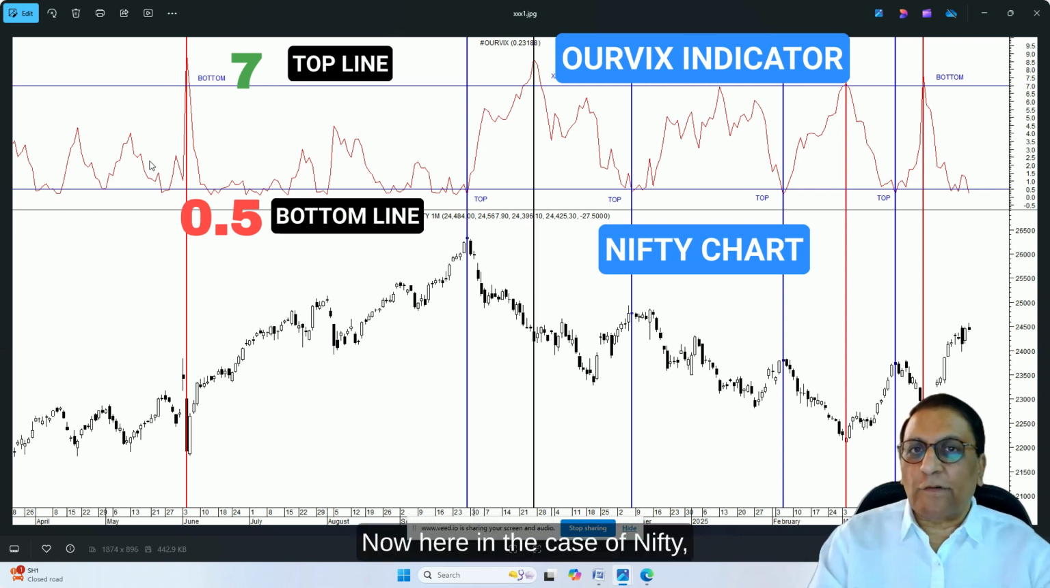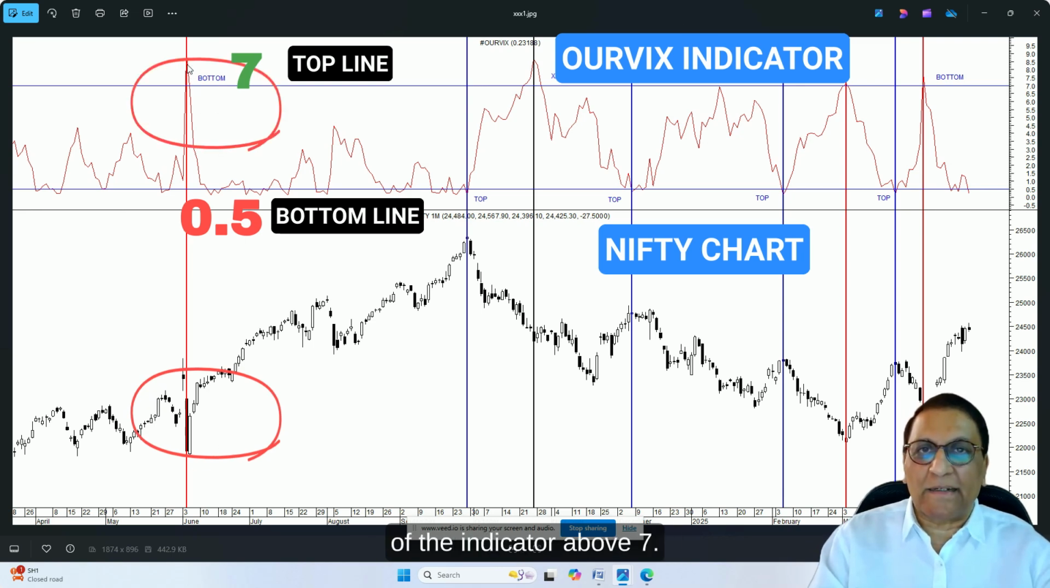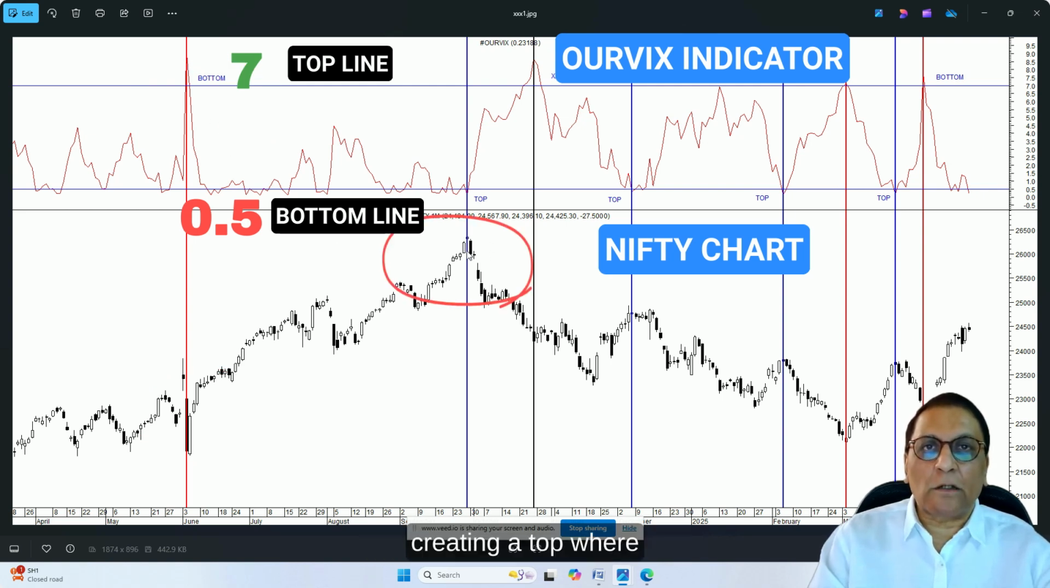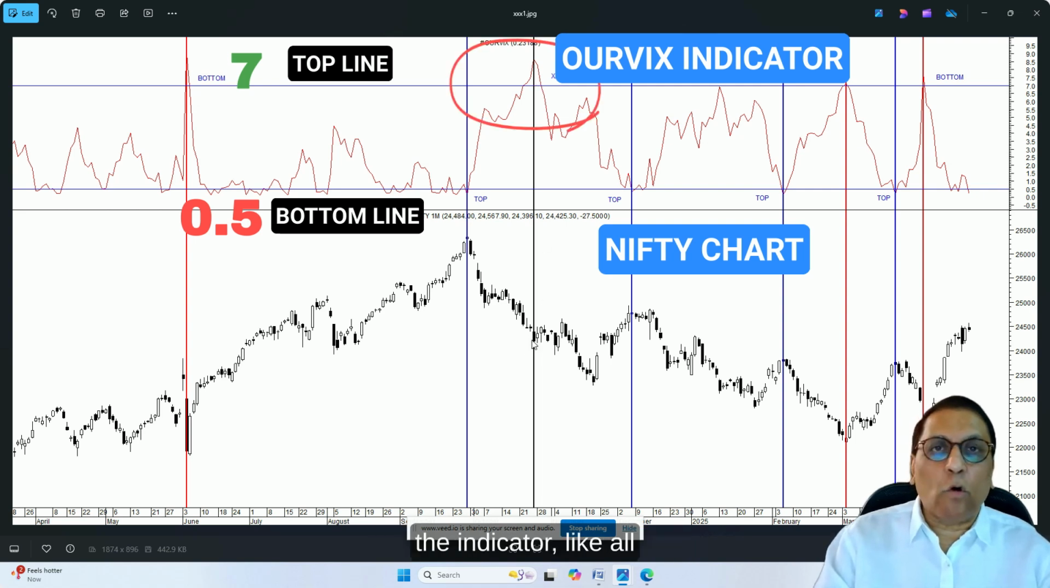Now, here in the case of Nifty, we had a piercing pattern together with a peaking out of the indicator above 7. We had a morning star here creating a top where the indicator was below 0.5. Here we had a trading range with the indicator above 7. Now, this is where the indicator, like all indicators in technical analysis, failed.